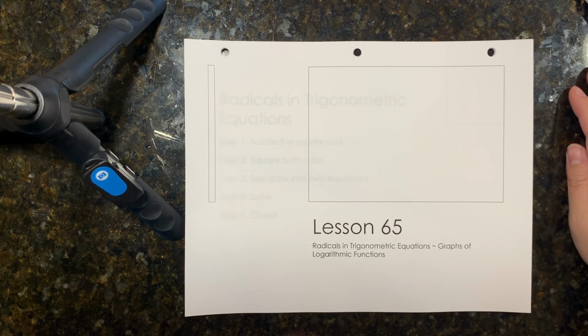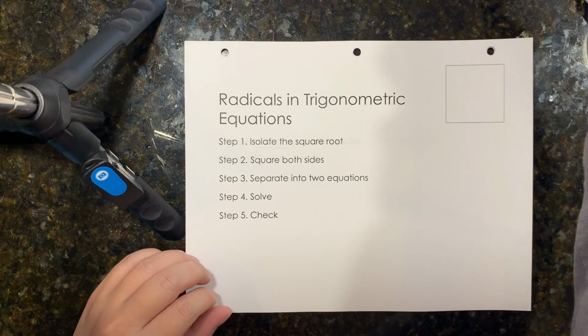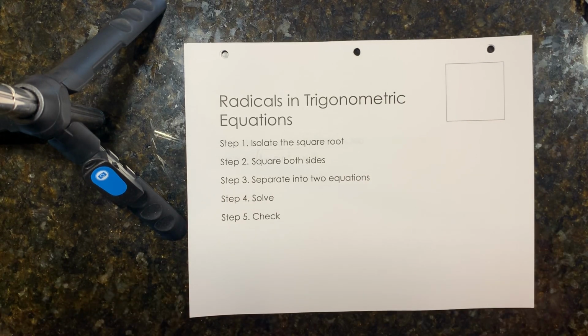This is going to be your new material from lesson 65. And what we're doing today is we're going to be going over radicals and trigonometric equations, as well as graphs of logarithmic functions. So there's going to be a few steps that we need to write down to follow the radicals and trigonometric equations. So if you can write these down, this would be the most helpful for you.